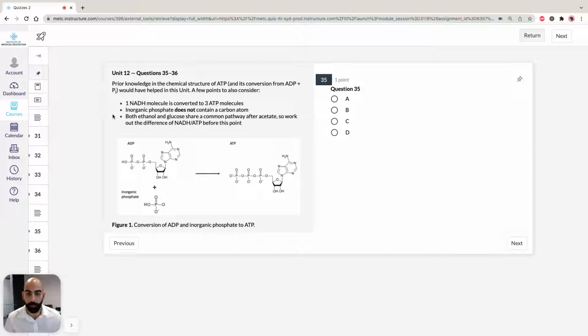So obviously, we don't need to work out the ATP or NADH number after that point. We just have to work it out before that point to answer 36. But we'll go through it together anyway, just so we can all be on the same page.